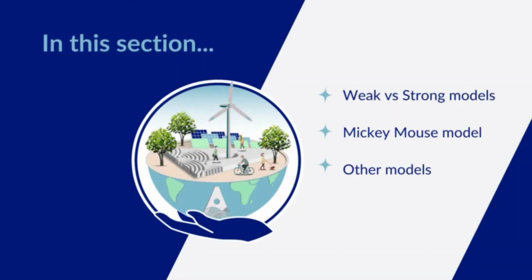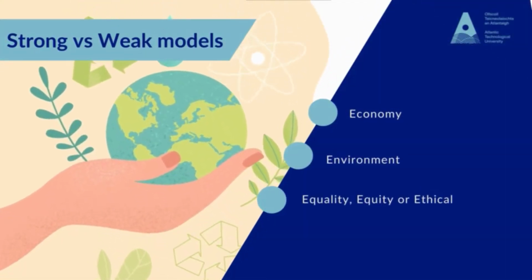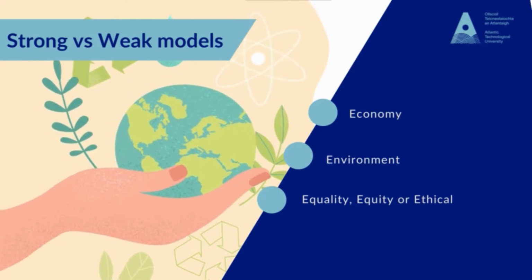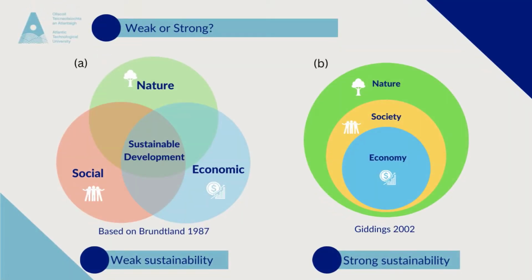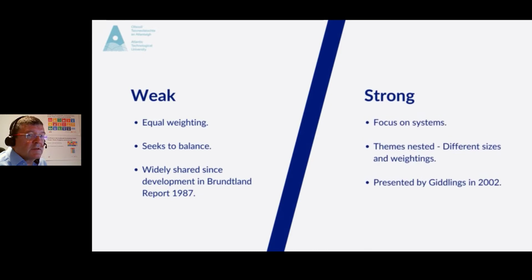I'm going to introduce two models now, one called the strong model and one called the weak model. And they're named as such for the way that each of the entities interact and how they are framed. So if we look at A and B here, you can see that there is a distinct difference between the weak and the strong models.